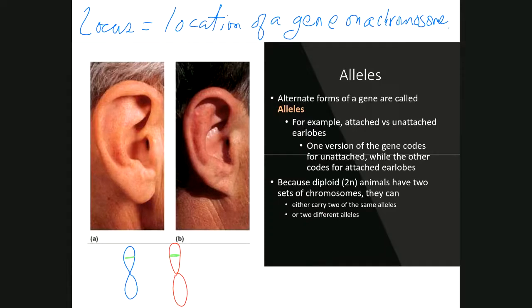Now, this gene and that gene may be coding for the same trait, but they may be different versions of that trait. Alternate forms of the same gene. And that's what we call alleles.